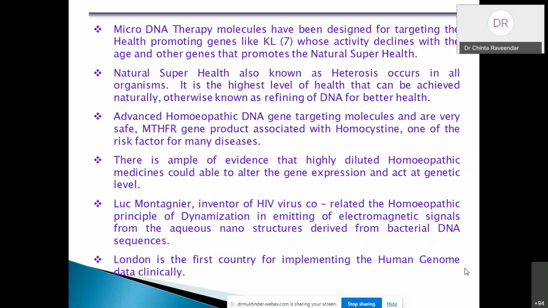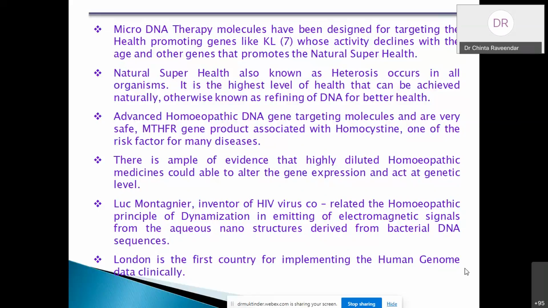So microDNA therapy molecules have been designed for targeting the health promoting genes. I will show a little bit about genes other than cancer genes. Here there is one gene like KL17, whose activity declines with age, and other genes that promote the natural super health. So here we can target a specific gene with our ultra highly diluted DNA molecule.